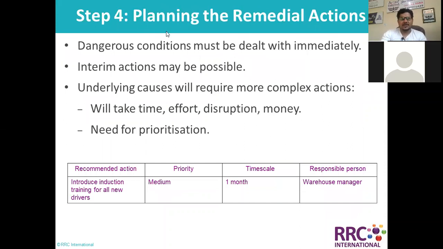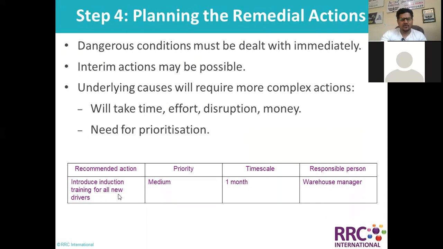Step four is we have to plan the remedial actions. Dangerous conditions must be dealt with immediately. Interim actions may be possible. Underlying causes will require more complex actions. Of course, it will take time, effort, disruption, money, and need for prioritization as well, but we can prepare one kind of action plan sheet, like recommended action.